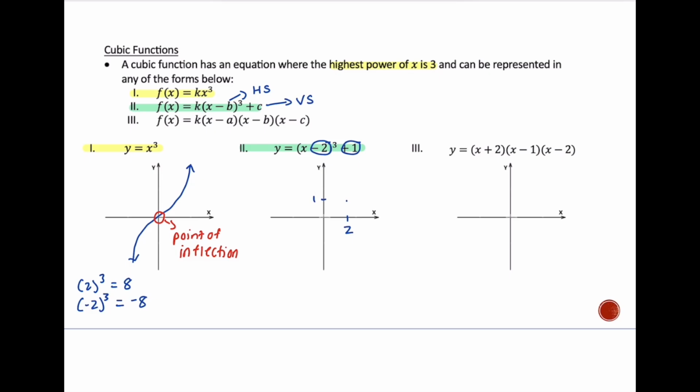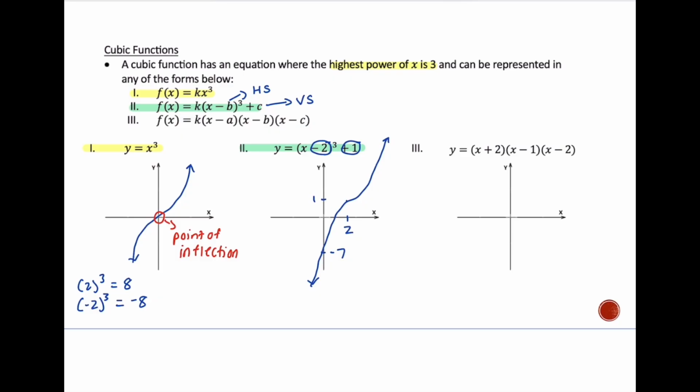Whenever I'm graphing, not only do I need x-intercepts, I need y-intercepts. So when x is equal to 0, the y-intercept ends up being -7. So I have a graph that looks something like this. It's a bit longer than the last, but it has to go through our point of inflection and our y-intercept.